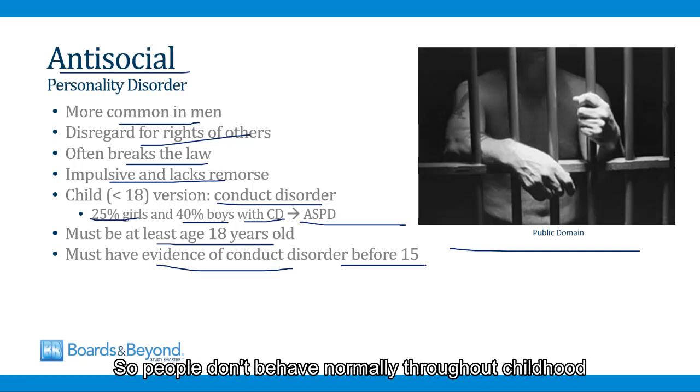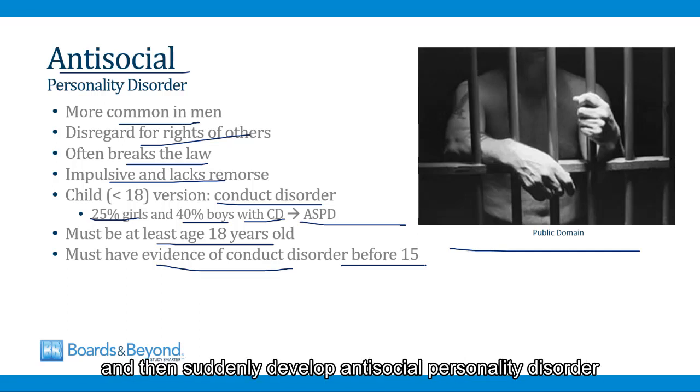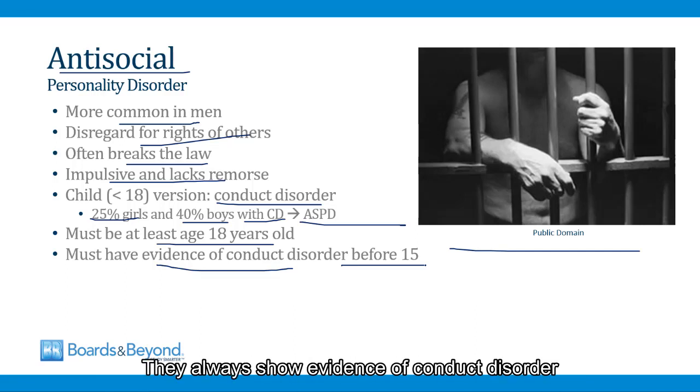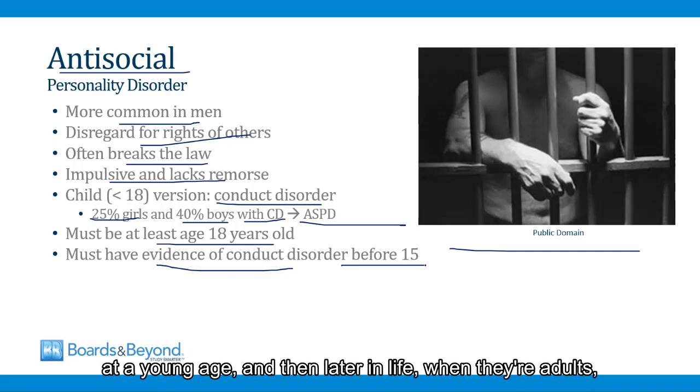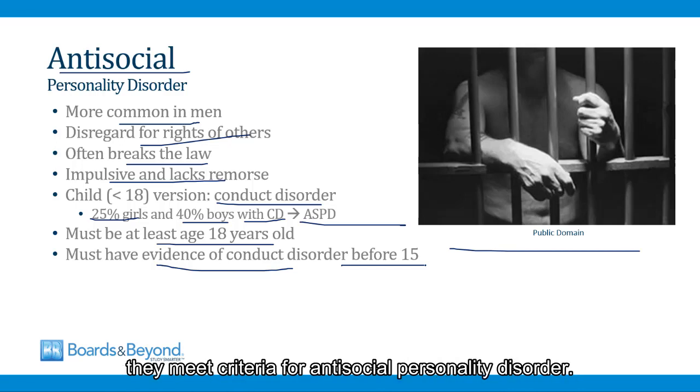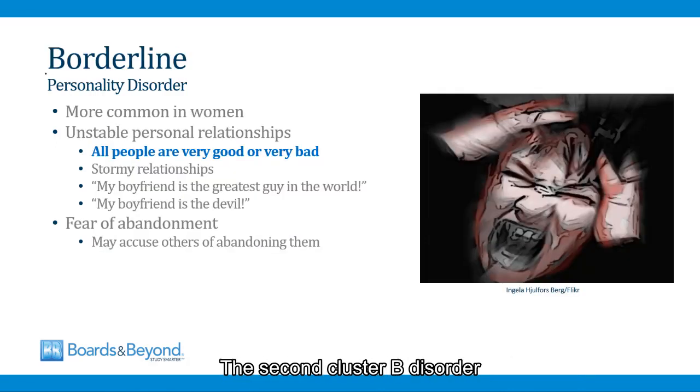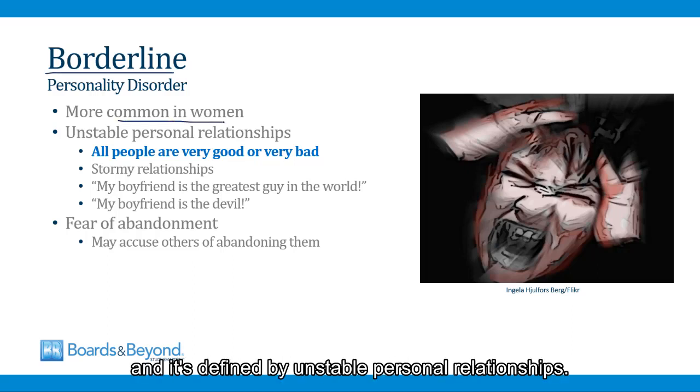So people don't behave normally throughout childhood and then suddenly develop antisocial personality disorder in adulthood. They always show evidence of conduct disorder at a young age, and then later in life when they're adults, they meet criteria for antisocial personality disorder. The second cluster B disorder is borderline personality disorder. This is more common in women, and it's defined by unstable personal relationships.